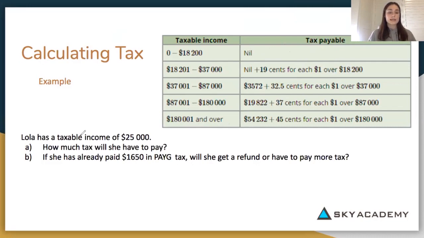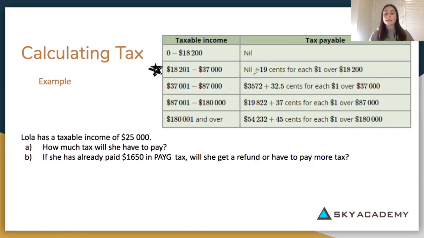So Lola has taxable income of $25,000. How much tax will she have to pay? We have to first figure out what range 25,000 fits into. If we have a look here, 25,000 is below 37,000, so we know it's not going to be in that range. And if we look here, 25,000 is between 18,200 to 37,000. So this is the row that we are going to focus on.